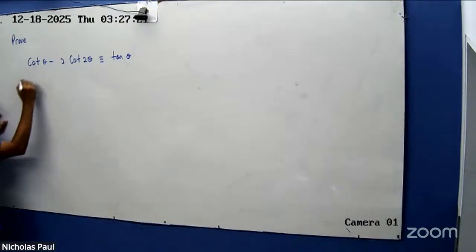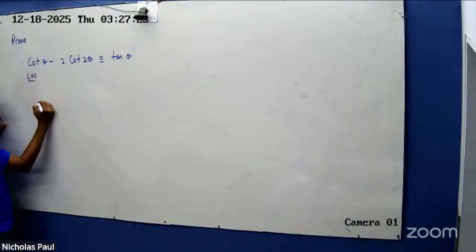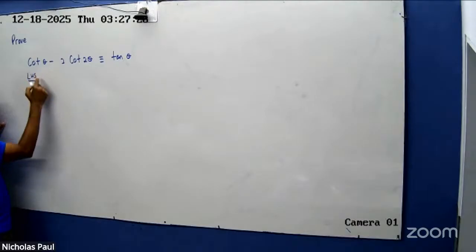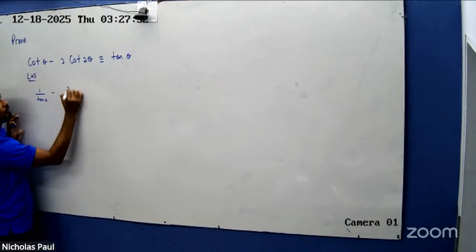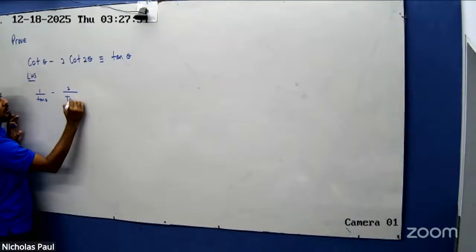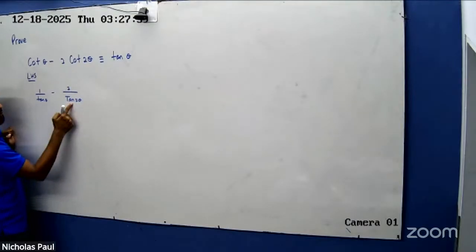Right, so by now you would have been using the left hand side. And when you cot, you will use 1 on tan theta. Cot 2 theta will be 1 over tan 2 theta, right? This is not helpful.